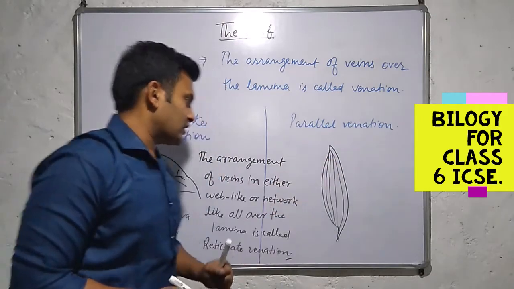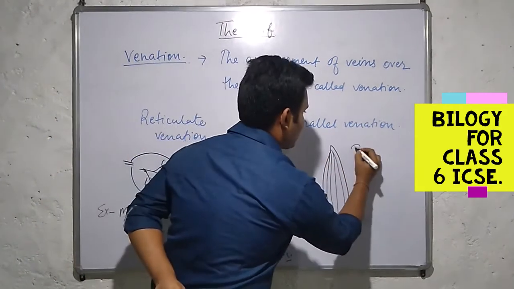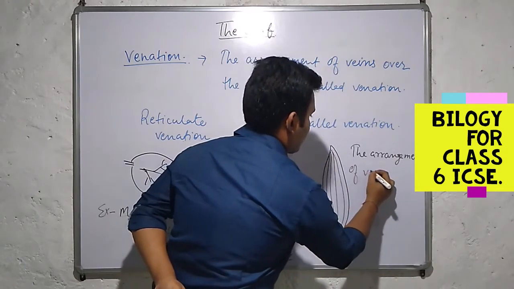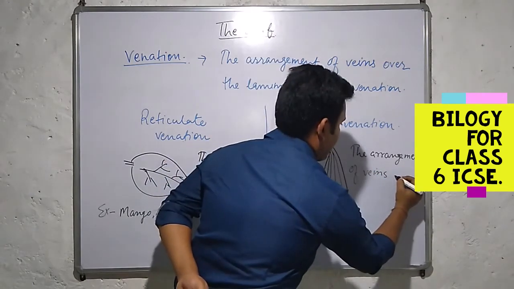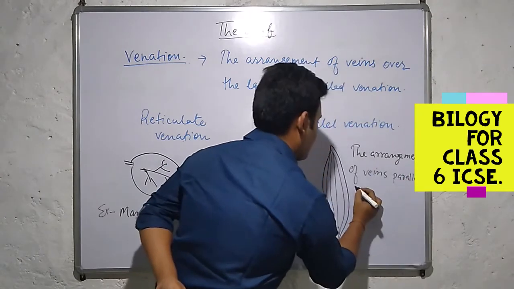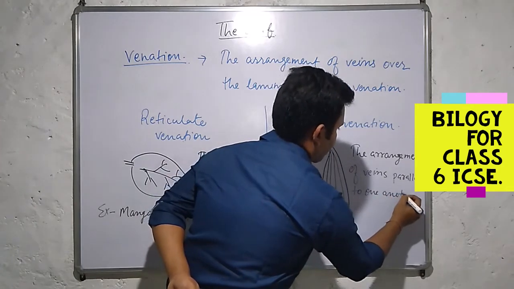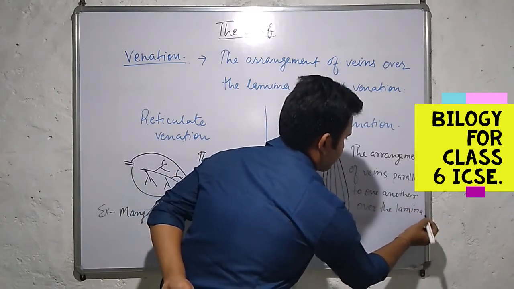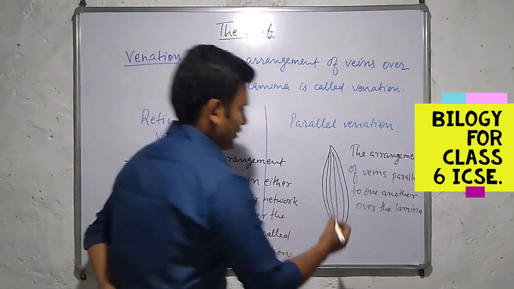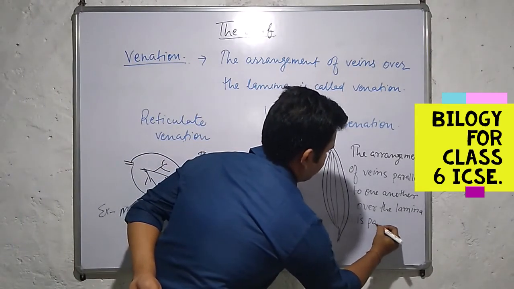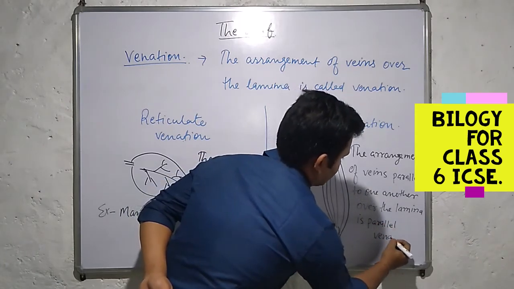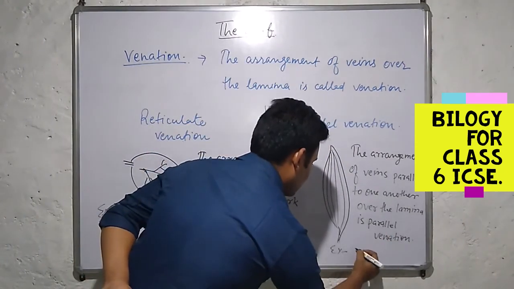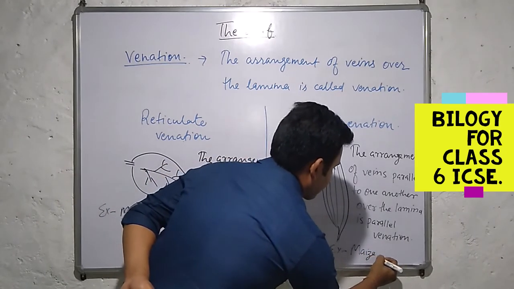Now we'll write the definition of parallel venation. The arrangement of veins parallel to one another over the lamina is called parallel venation. Example, we can write the leaf of maize and banana.